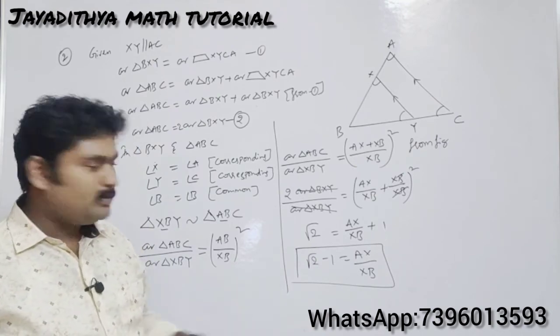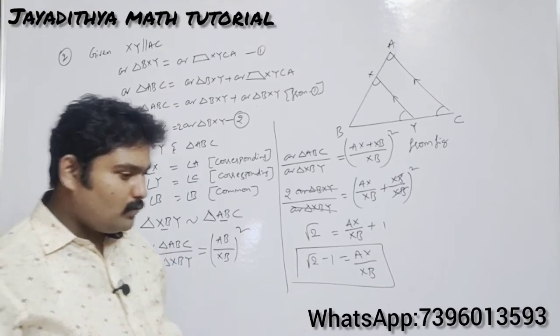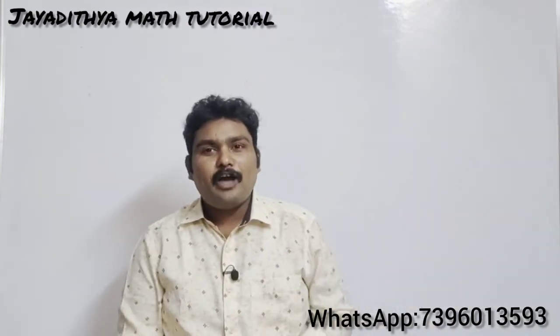Now what is the answer? AX by XB is equal to root 2 minus 1. So this is also one of the most important problems. I hope you have understood these problems very well.